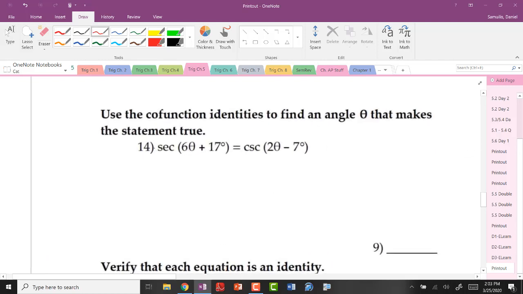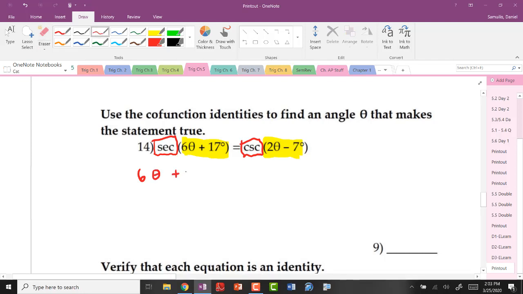This was already tested of you. You already had this on a test before our quarantine. How could secant equal cosecant? The only way they could equal, one way that I showed was this. The only way that could be equal is if these two angles are, that's a theta, I'm going to clean that up, these two angles are complementary.